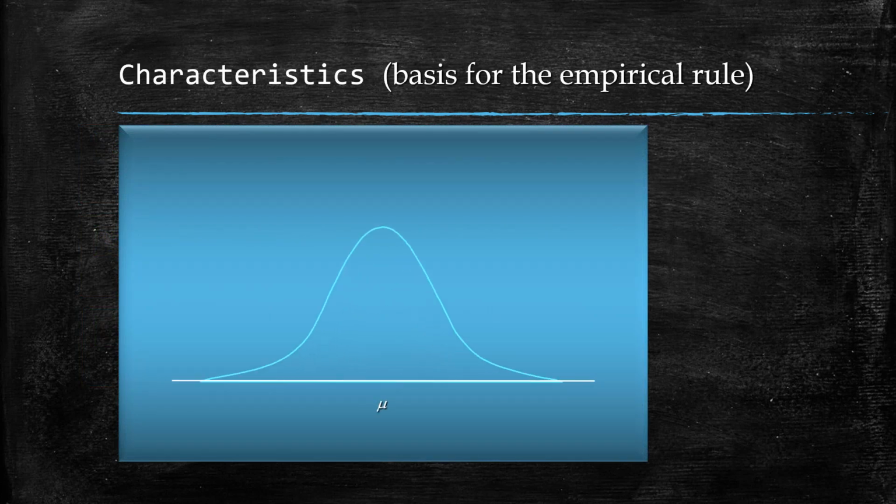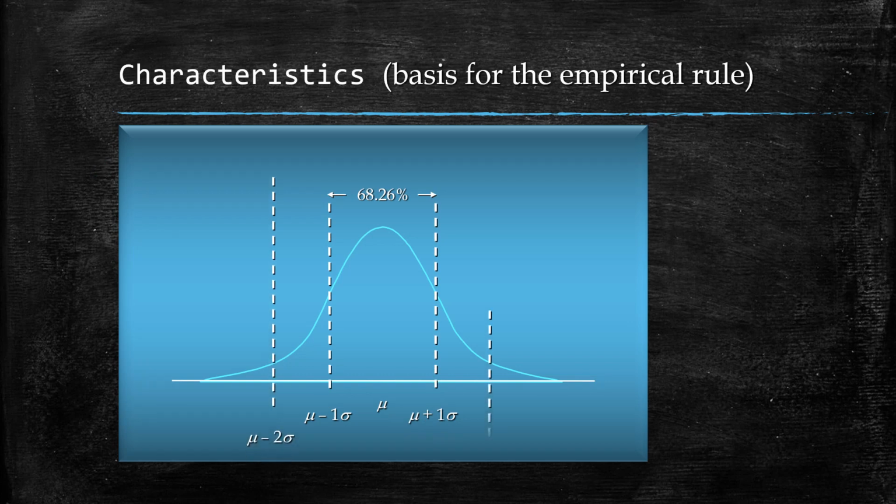68.26% of a normal random variable are distributed within the range of mu minus 1 times sigma to mu plus 1 times sigma, and 95.44% are distributed among mu minus 2 sigma to mu plus 2 sigma, and 99.72% of the normal random variable covers the range from mu minus 3 times sigma to mu plus 3 times sigma.